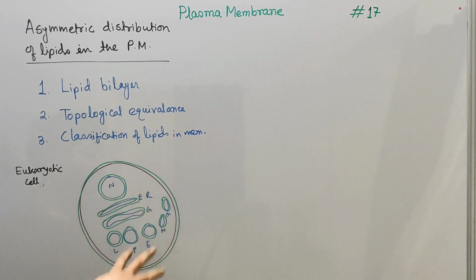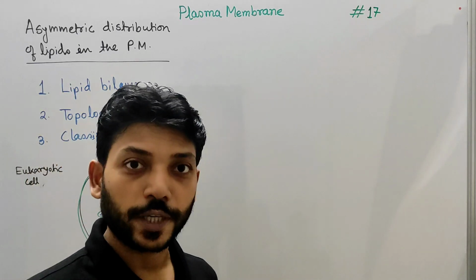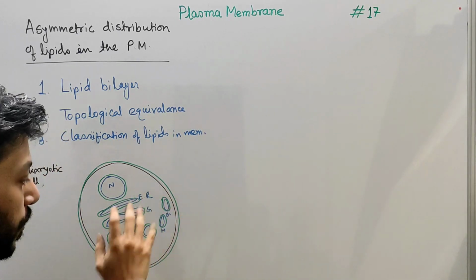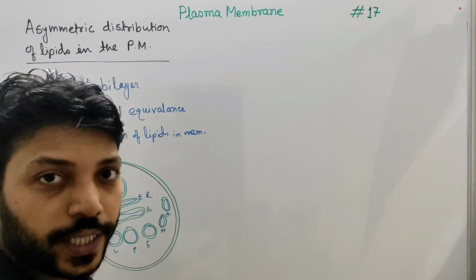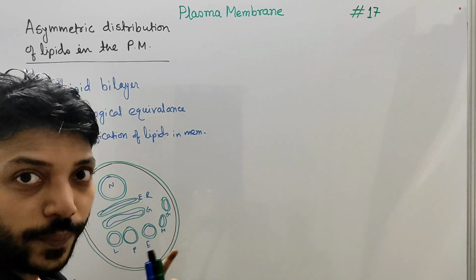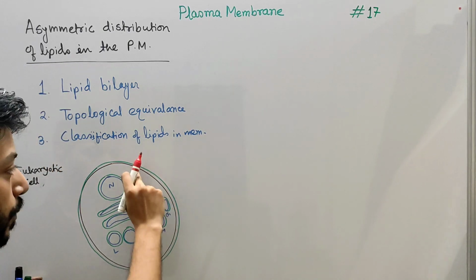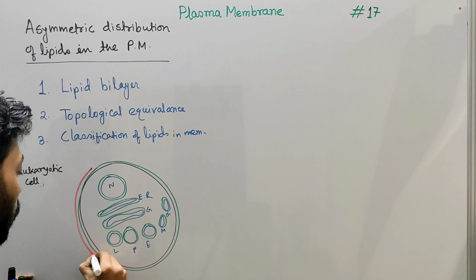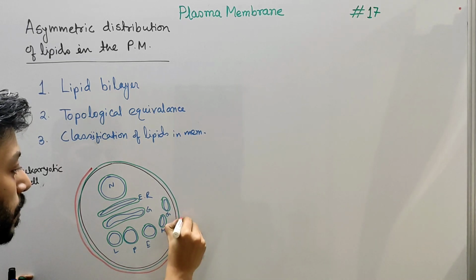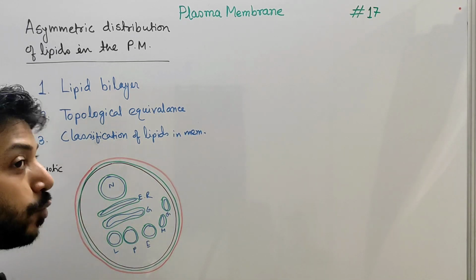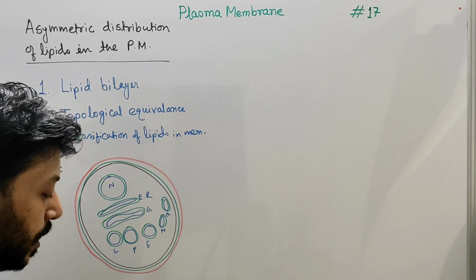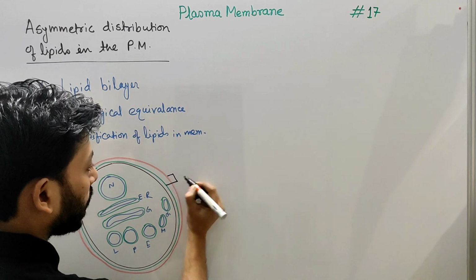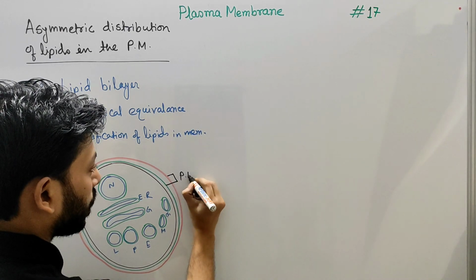Now, if we see all these membranes with the help of electron microscopy, you will find that all the membranes are actually lipid bilayer. Now, if it is a lipid bilayer, let me draw another layer of the lipid. Let me draw the outer layer of the plasma membrane in red color, and let's suppose this green color is the inner layer. So let me draw the lipid bilayer. Both these green and red lipid layers make the plasma membrane.